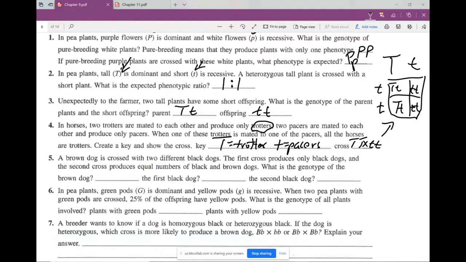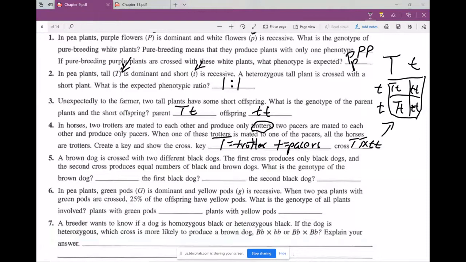A brown dog is crossed with two different black dogs. The first cross produces only black dogs. And the second cross produces equal numbers of black and brown dogs. What is the genotype of the brown dog? Okay, the first cross produces only black dogs, and then the second cross with the other dog produces equal numbers of black and brown dogs.